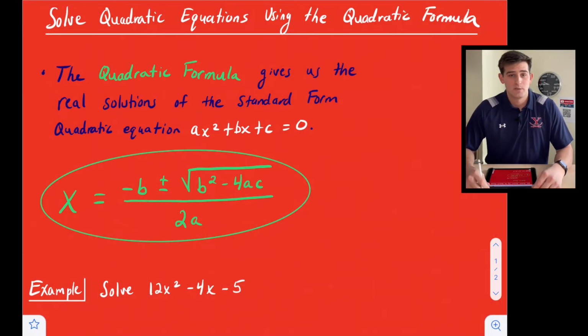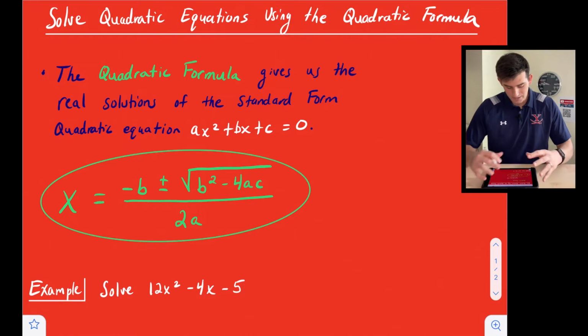In this video we're going to talk about how to solve quadratic equations using the quadratic formula. It says the quadratic formula gives us the real solutions. Remember, we could have imaginary solutions. We don't deal with imaginary solutions in Algebra 1, but we will in Algebra 2. Of the standard form quadratic, ax squared plus bx plus c equals 0.